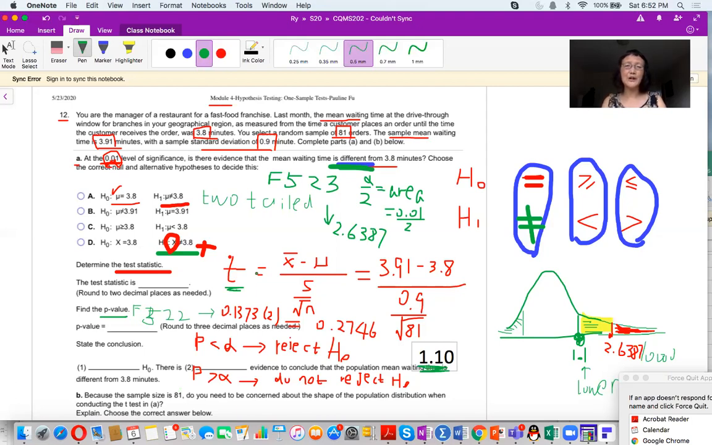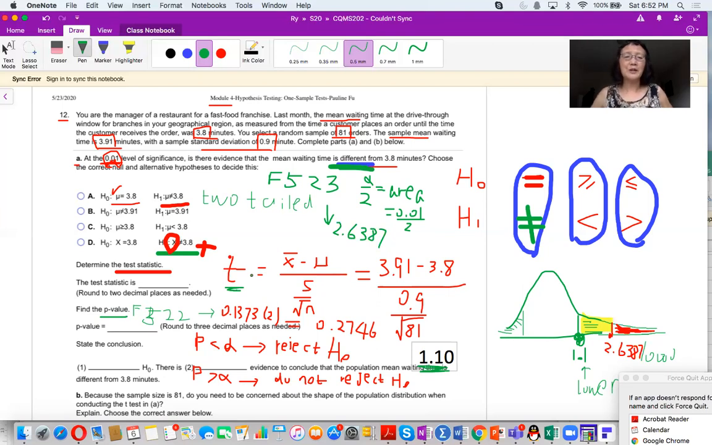This is very fundamental for hypothesis tests. Make sure you are 100% comfortable with the p-value method and the test statistic, critical value method to do hypothesis tests. So these are the calculations for test statistic and p-value. Any questions?